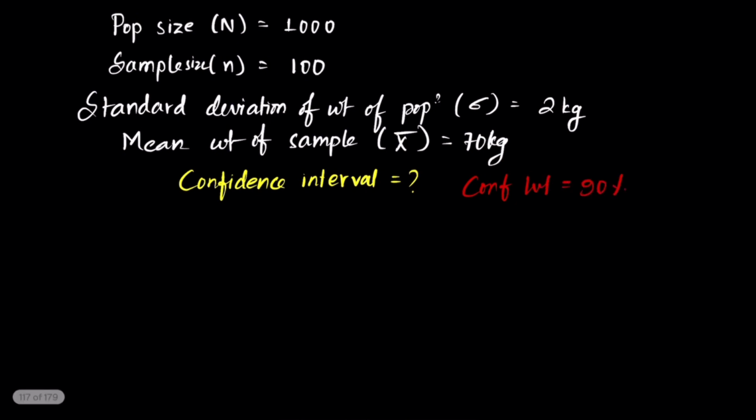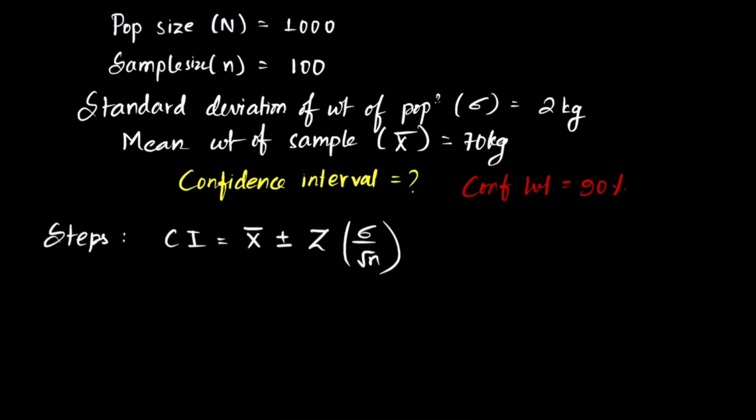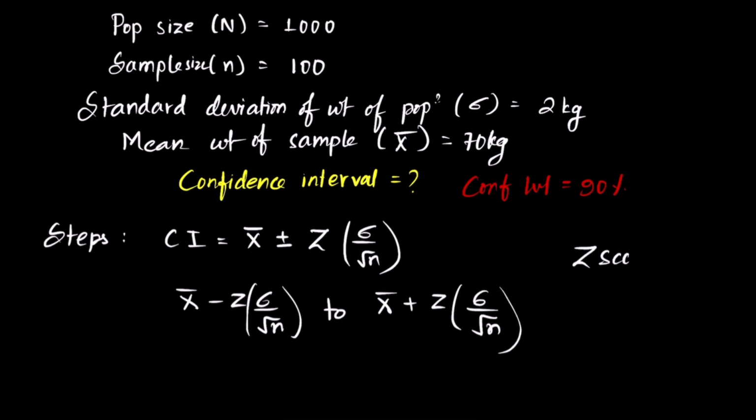I'm going to tell you the steps and you are going to calculate the answer on your own. So first, simple, you want a confidence interval, so you are going to use the formula: the mean of the sample plus minus Z score into standard deviation. The range is going to be between the lower limit and the upper limit. As for the Z score, you are going to use the Z table to find the Z score for the confidence level.